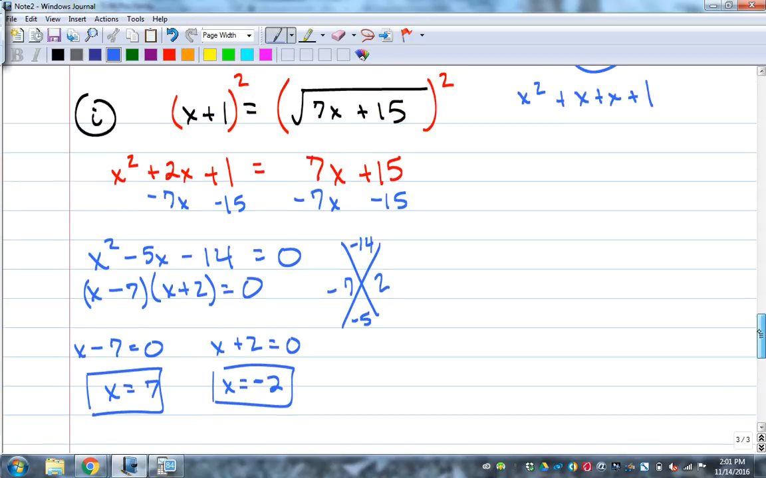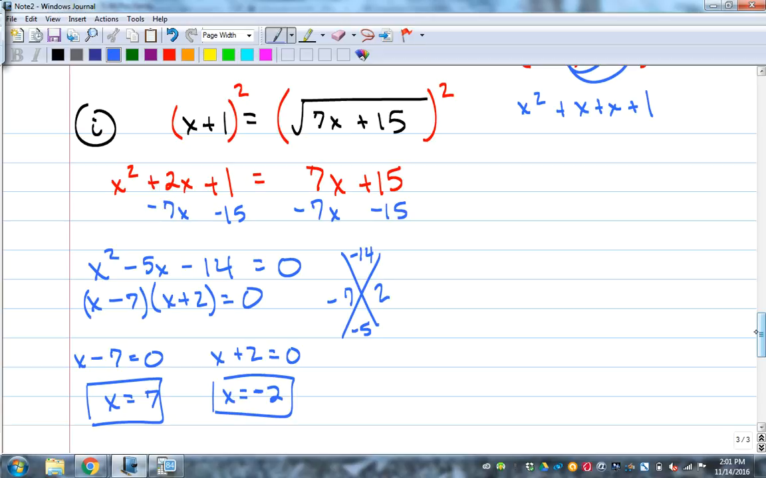So if I check the 7 in the original problem, on the left side I get 7 plus 1 is 8. On the right-hand side, 49 plus 15 would be 64. The square root of 64, 8. Yes. Then I plug in the -2. On the left side, I get a -1. On the right-hand side, I get -14 plus 15 to be 1. Is the square root of 1 -1? Just -1? It's plus or minus. This side said just minus. So that answer gets thrown out because it does not check.